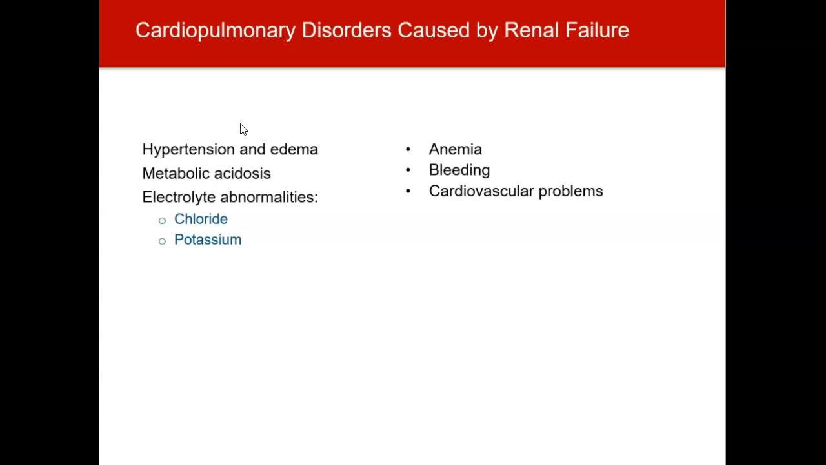And then anemia happens a lot because the kidneys are the primary source for erythropoietin, which is the hormone that stimulates red blood cell production. So if your kidneys aren't working, they're not going to secrete this hormone, and then you're not going to produce as many red blood cells.